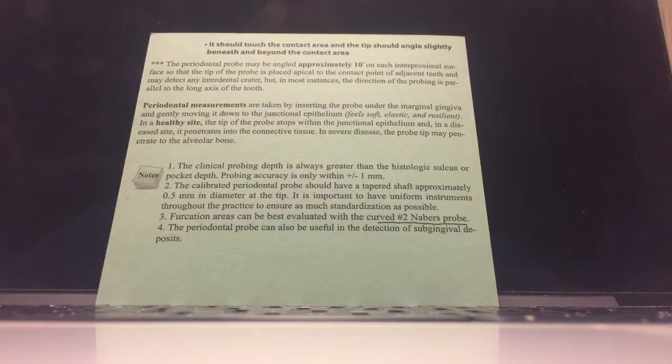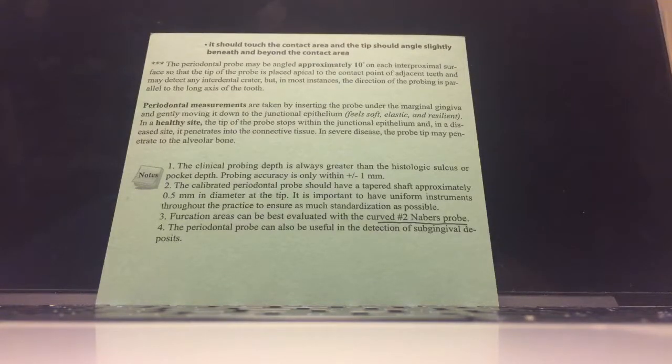In a healthy site, the tip of the probe stops within the junctional epithelium, and in a diseased site, it penetrates into the connective tissue. In severe disease, the probe tip may penetrate to the alveolar bone. The clinical probing depth is always greater than the histologic sulcus or pocket depth. Probing accuracy is only within plus or minus 1 millimeter. Again, clinical probing depth is always greater than the histologic sulcus or pocket depth.